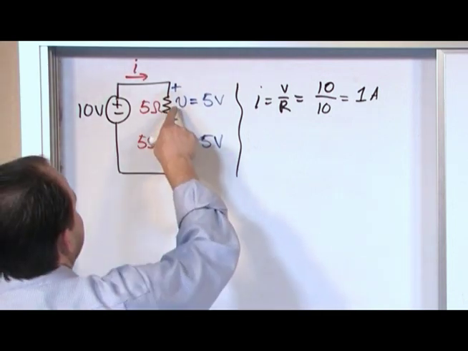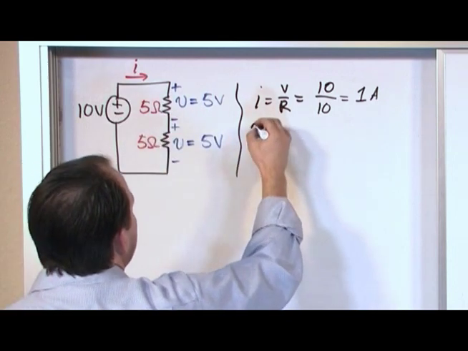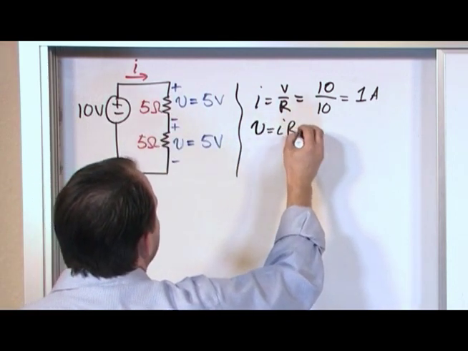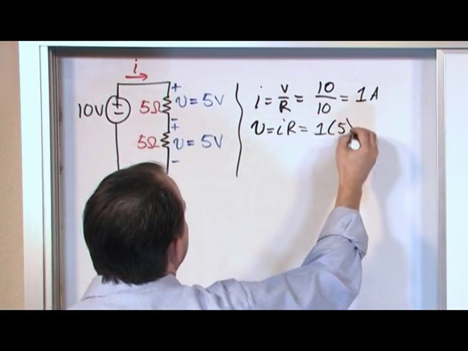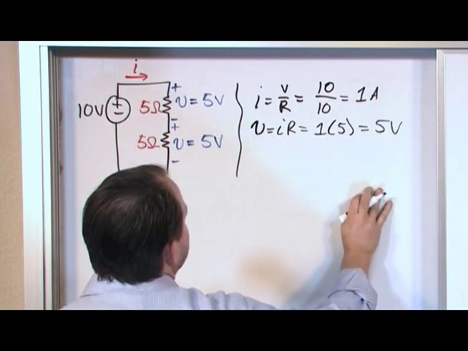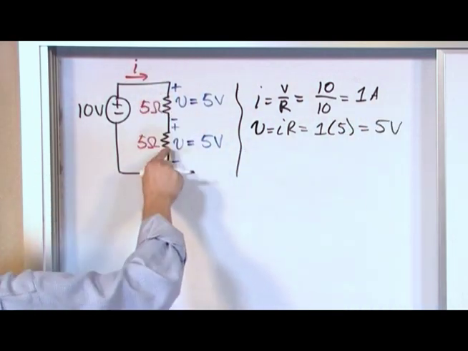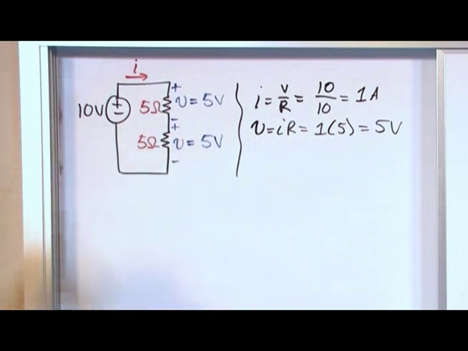So that means that the voltage across here, you can see now why. V is equal to IR. 1 amp, 5 ohms, 5 volts. And exactly the same thing happens here. 1 amp, 5 ohms, 5 volts. Right? So it's all self-consistent with Ohm's law.